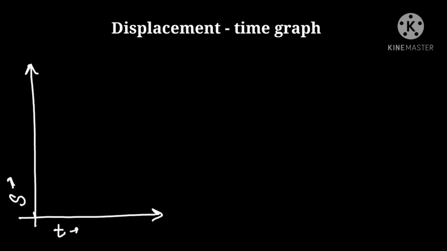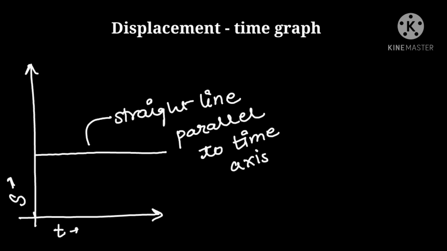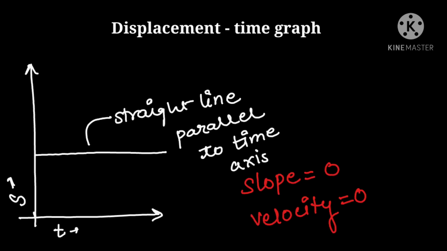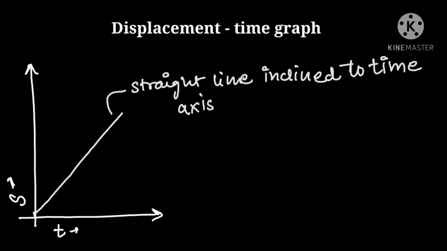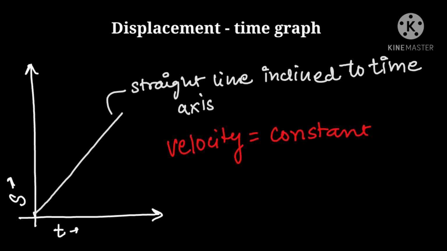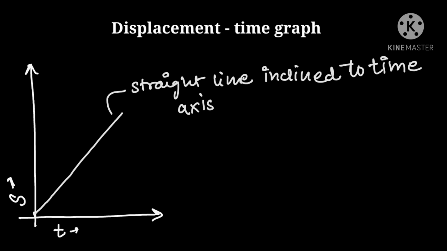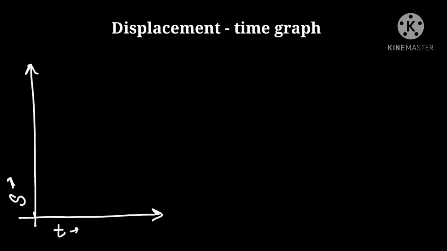So if the graph is a straight line parallel to time axis, then slope would be 0. That means velocity of the body would be 0. If the graph is a straight line inclined to the time axis, it shows that velocity is constant. That means body is moving with a constant velocity. This was about when the graph is a straight line.